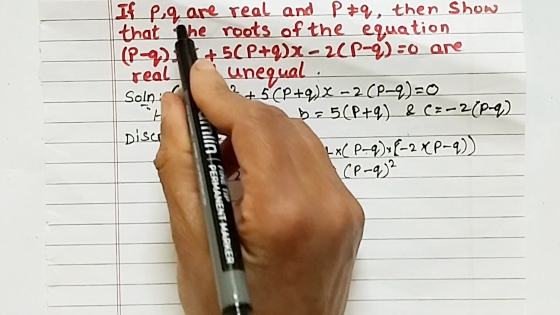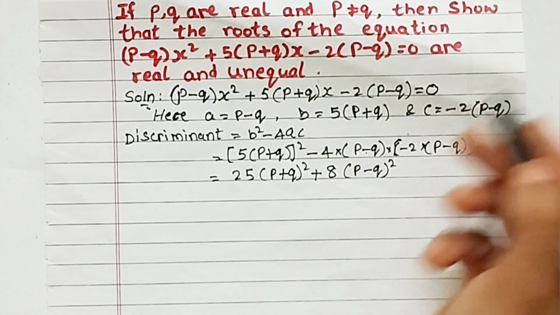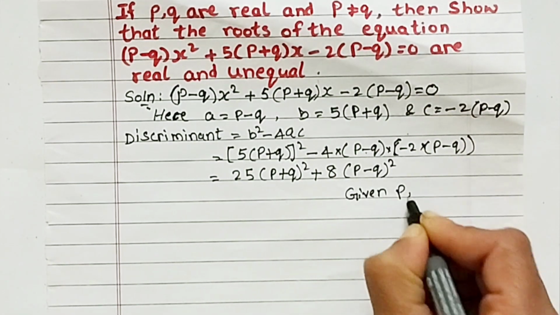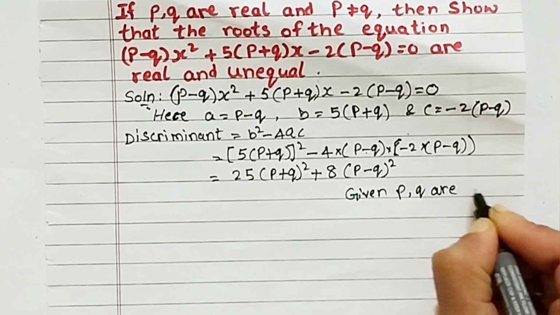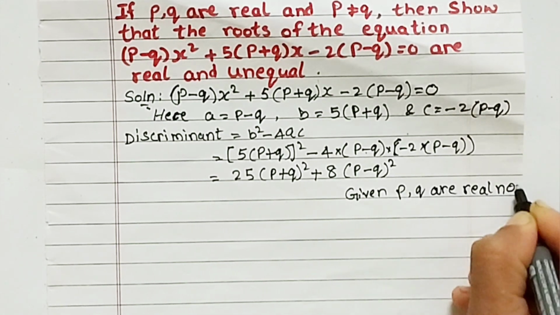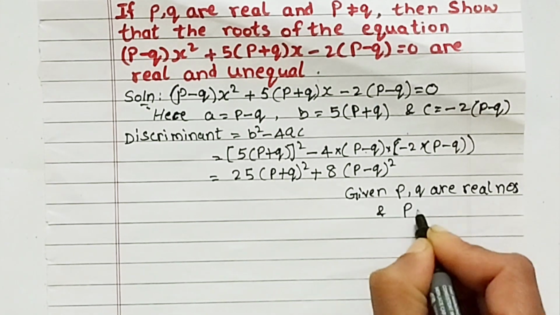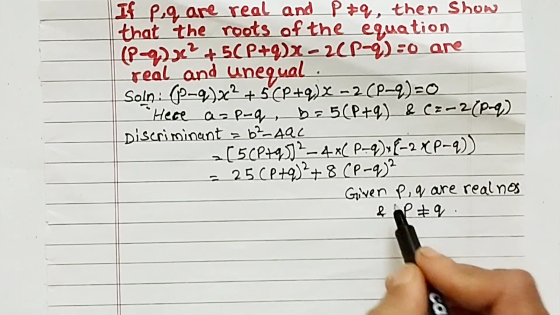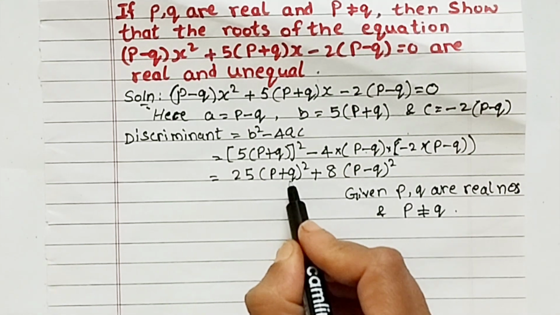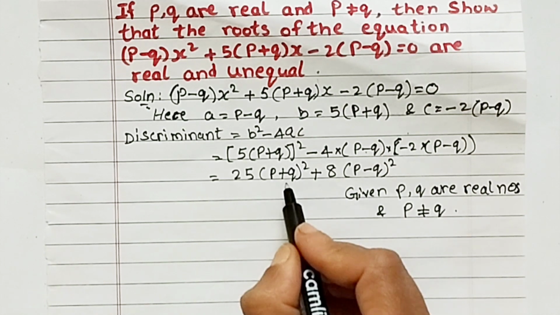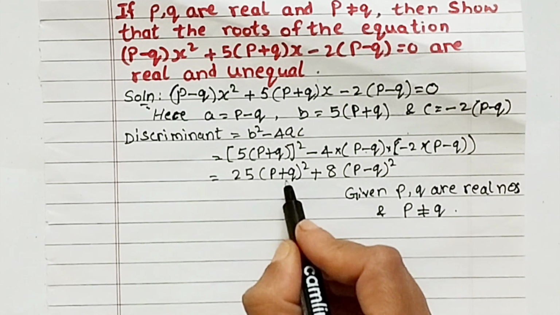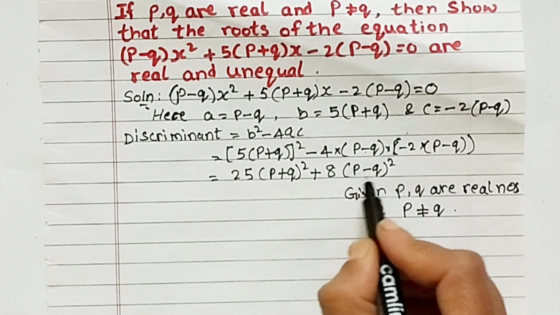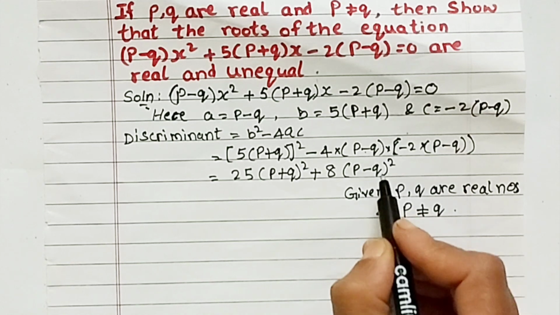Here given p and q are real and p not equal to q. It is given here p, q are real numbers and p not equal to q. That means for any real numbers p and q, p plus q whole square is positive. For any value of p and q, we will get p plus q whole square positive. Similarly, p minus q whole square is also positive.